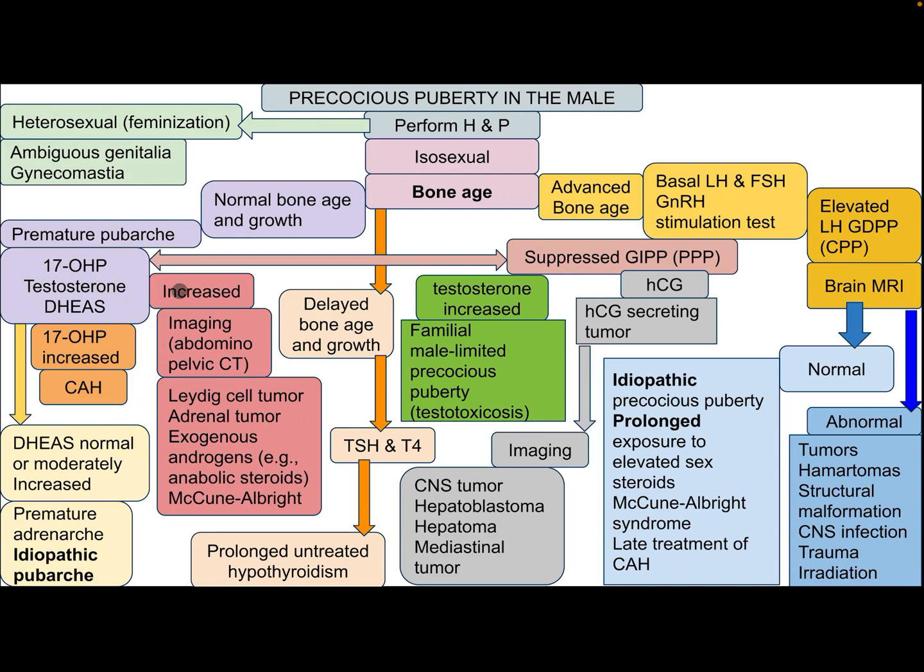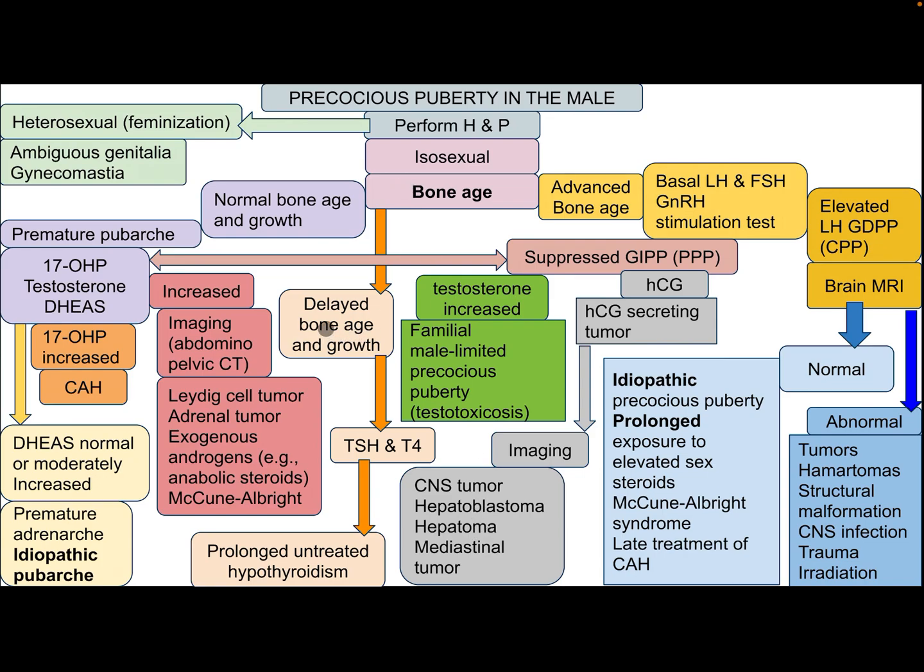If all of these three are increased, the patient needs imaging, abdominopelvic CT. Differential diagnosis: Leydig cell tumor, adrenal tumor, exogenous androgen like anabolic steroid, and McCune-Albright syndrome. If testosterone is increased, could be familial male limited precocious puberty, testotoxicosis, or if there is HCG secreting tumor in cases of increase in the secretion of this hormone, the patient needs imaging study. Differential diagnosis: CNS tumor, hepatoblastoma, hepatoma, mediastinal tumor.